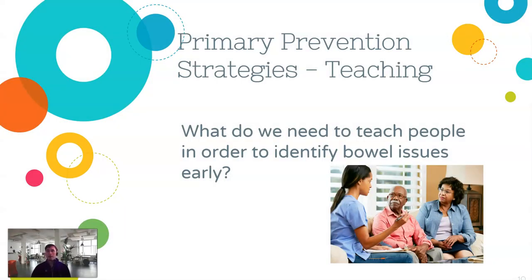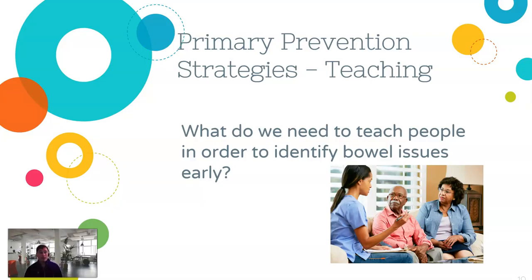And the last thing I want to talk with you about today is primary prevention and what we can teach our patients in regards to some of these GI things that we discussed during today's lecture. So what do you need to teach people in order to identify bowel issues early? A lot of interventions that we can encourage our patients in are primary preventions. Think encouraging our patients over 50 to have a fecal blood test to catch any potential chronic GI bleed or any other bleeding issues that may be occurring.